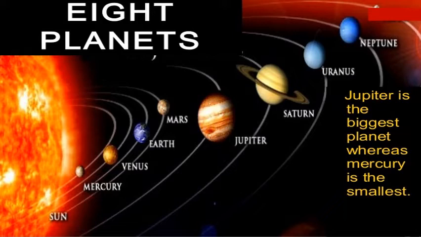Scientists have categorized planets into 2 different groups, the inner planets and the outer planets. Mercury, Venus, Earth and Mars are the inner planets. They are very close to the Sun. They are made of rocks and stones. That is why they are known as terrestrial planets. Next, the outer planets are Jupiter, Saturn, Uranus and Neptune. They are made up of gases and are known as gas giants.